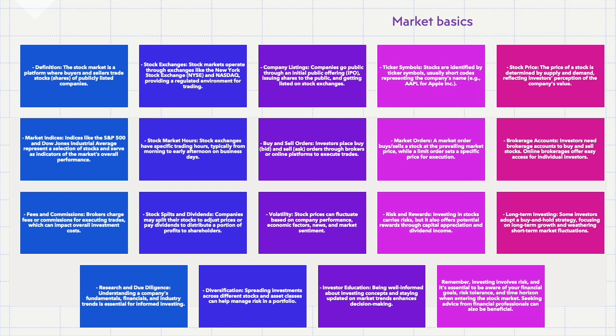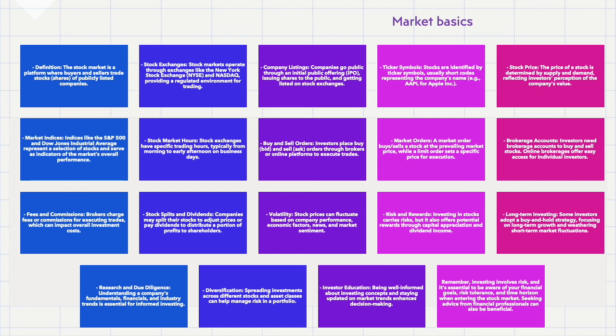Ticker symbols. Stocks are identified by ticker symbols, usually short codes representing a company's name. Example, AAPL for Apple Inc. Stock price. Stock price is determined by supply and demand, reflecting investors' perception of the company's value.